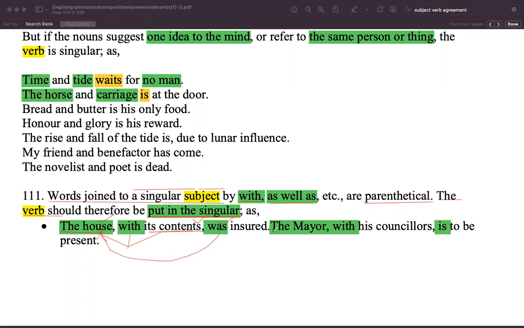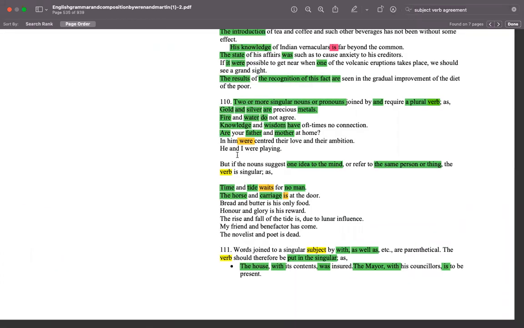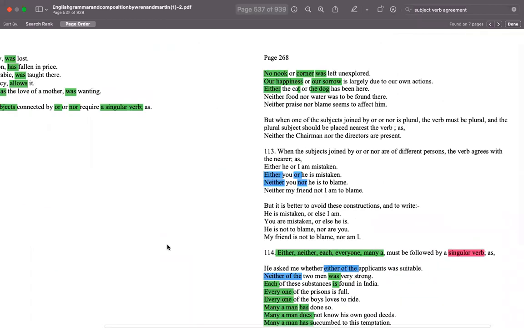Look into the next example. Similarly, the mayor with his councillors. Councillors are plural, but it is joined with the word with. So the verb will follow the mayor, which is singular, so the verb is also singular. Am I clear so far? Yes, sir. Wherever you can't understand, please do ask me, but do not sit idle.